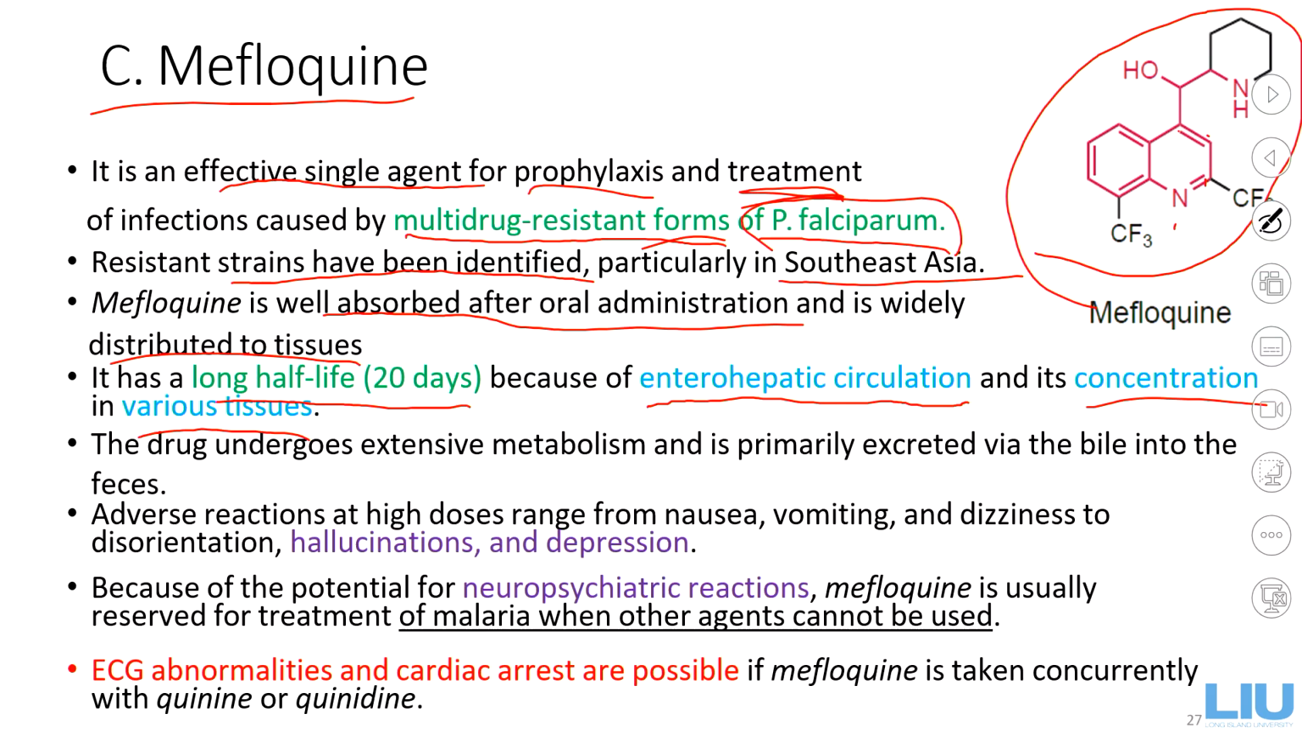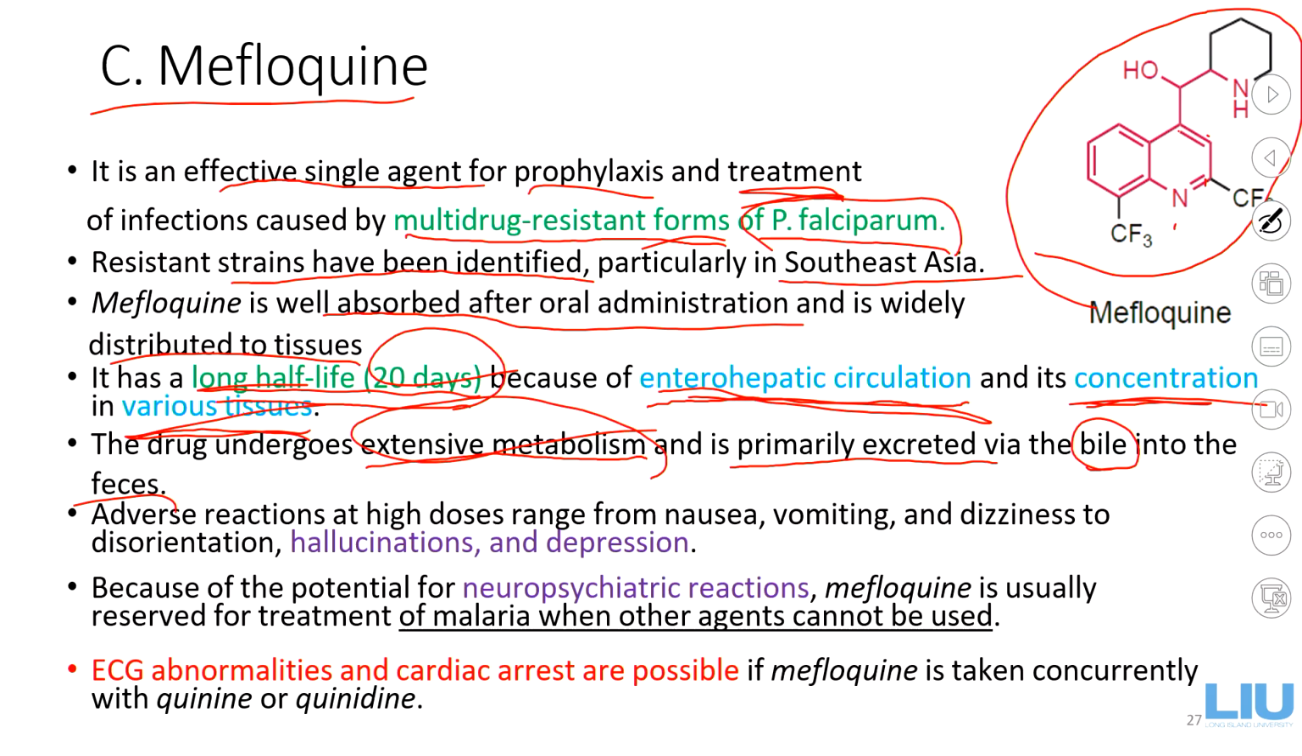Now sometimes the drug itself is excreted and gets reabsorbed. Sometimes the metabolite is excreted and it gets reabsorbed. If the metabolite is active, guess what? You're going to have a longer duration of action. So mefloquine, because of enterohepatic circulation, has a very long half-life, 20 days. Usually drugs have half-lives in hours, but here we're talking about days. Plus the drug concentrates in various tissues like fatty tissues or maybe the erythrocytic tissues. It undergoes extensive metabolism and is primarily excreted in the bile, into the feces.